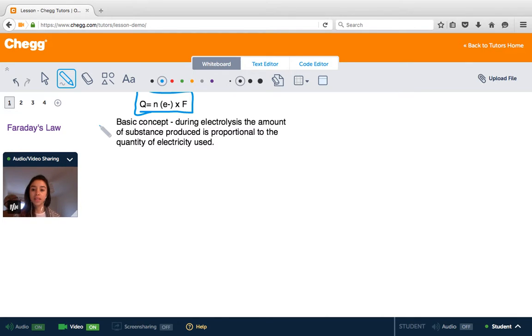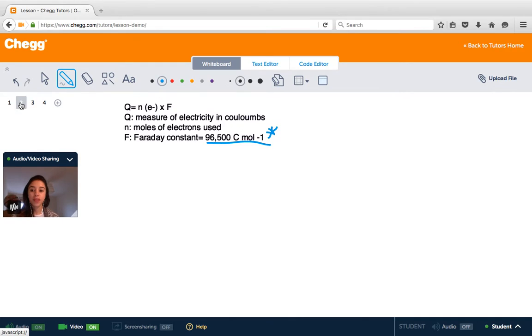So basically, the concept of Faraday's law states that during electrolysis, the amount of a substance produced is proportional to the quantity of electricity used. Okay, that's the first law. And when you're talking about Faraday's law in chemistry, you're most likely going to see it when you're talking about electrolytic cells. The equation is here in blue, and on the next page I've written out the equation along with what everything means.